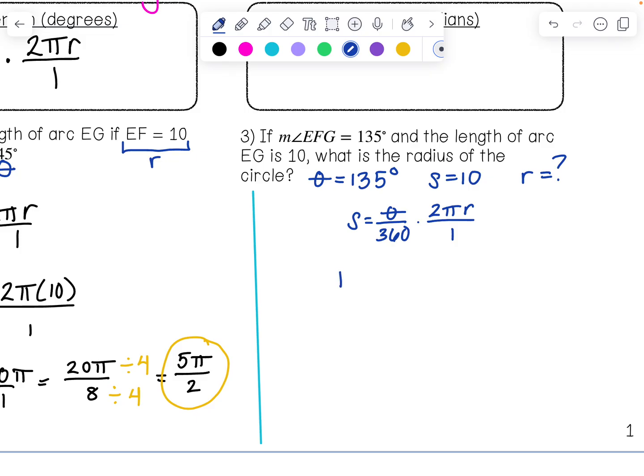So S is 10, so I'll replace that with a 10. Theta is 135 over 360 times 2 pi, and I don't know r. Okay, so what I'm going to do first is I'm going to take all of this and combine that. I'm going to do the multiplication.